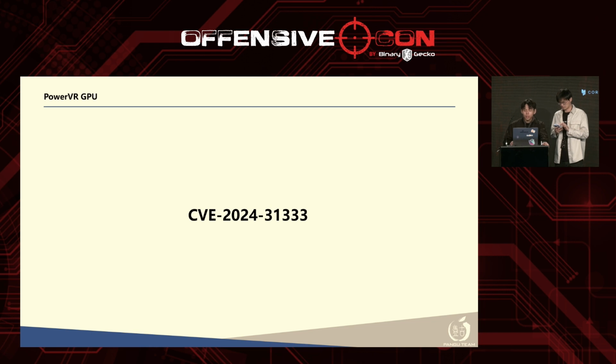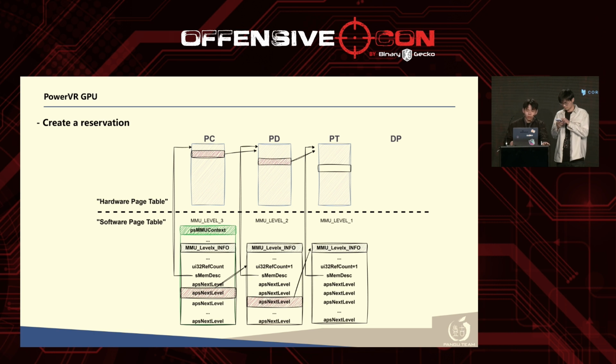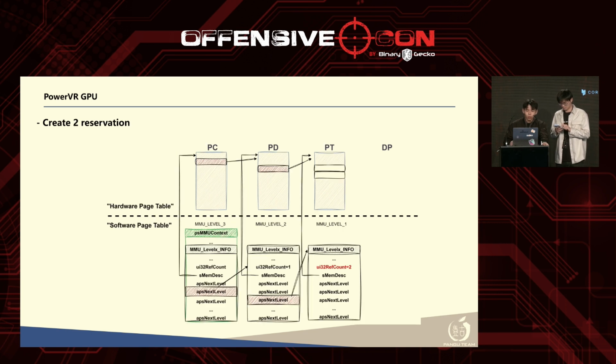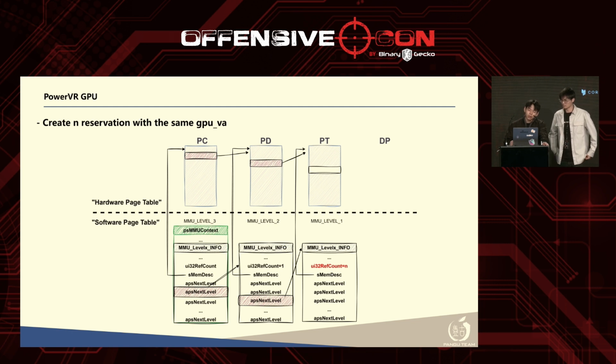So now let's talk about CVE-2024-31333. It's one of my findings and is a GPU MMU related vulnerability. First, we observed that when creating a reservation, the ref count in the software page table is initialized to 1. When we create another adjacent reservation, the ref count increments to 2. What's more, the PowerVR driver actually allows creating multiple reservations with the same address. In other words, if we create n reservations for the same address, the ref count becomes n, as the figure shows.